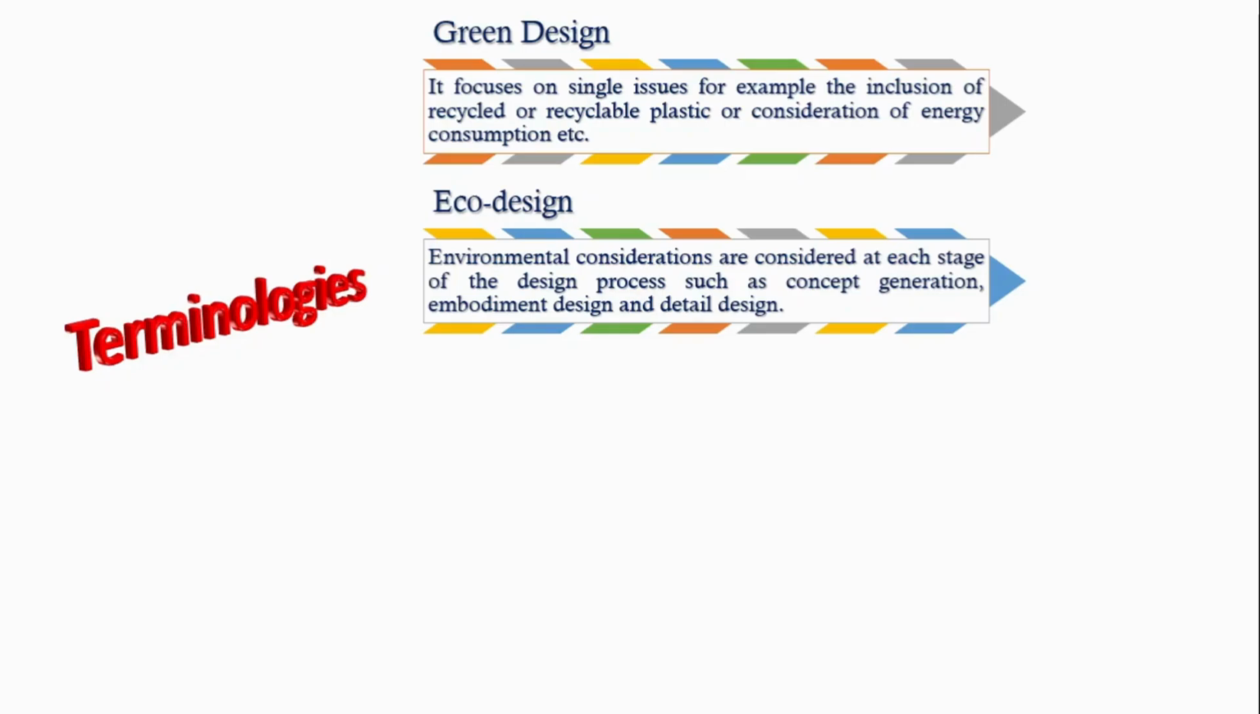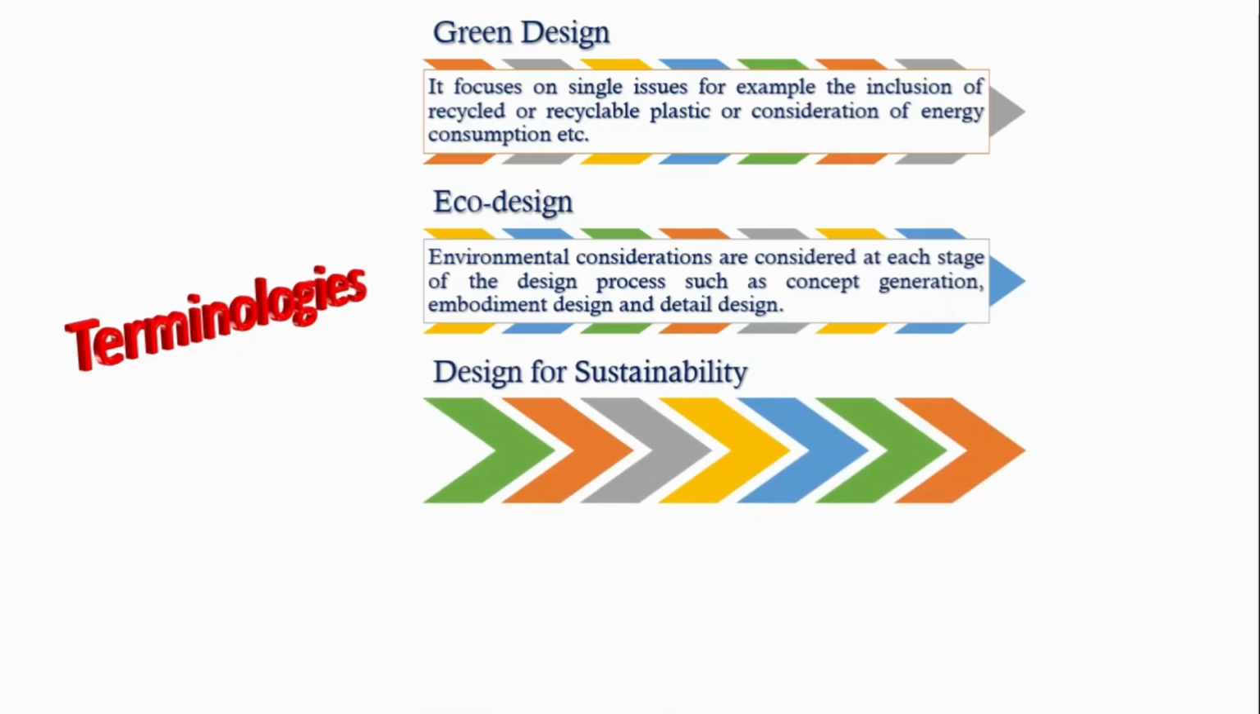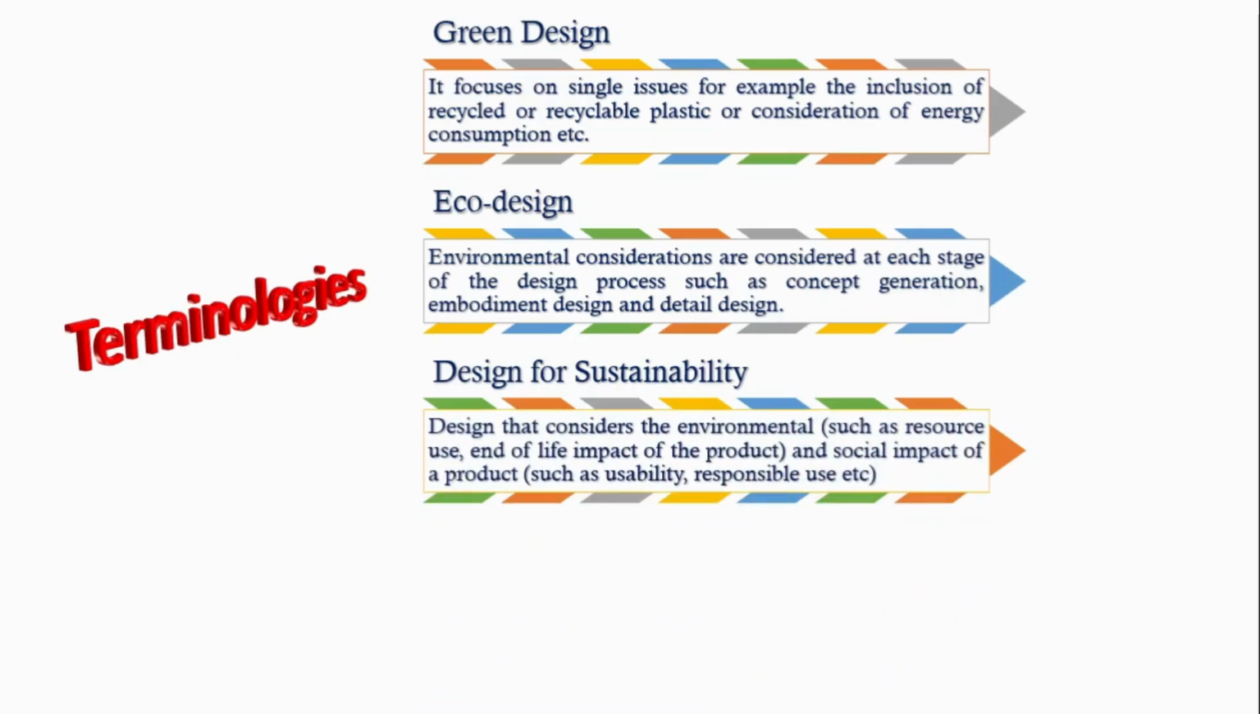So ultimately, we have to consider environmental conditions or environmental considerations through all these design steps. So this comes under eco design. Now comes the third type of terminology, and what is that? Design for sustainability. So what is the meaning of design for sustainability? Here we are going to see.